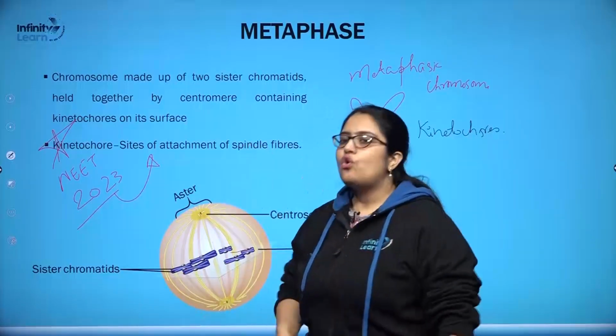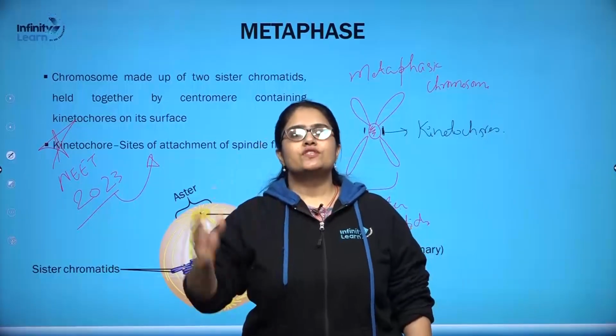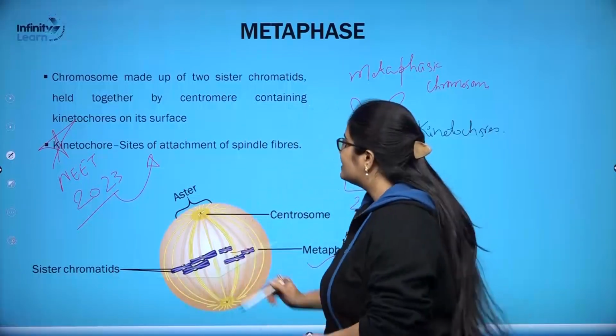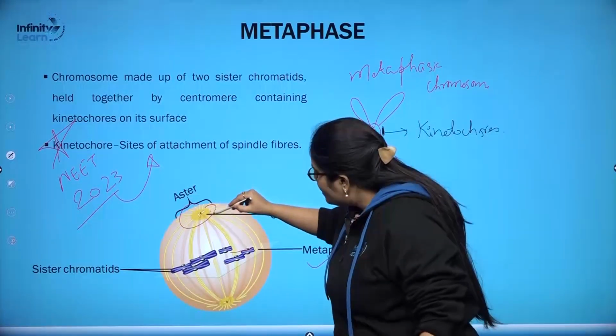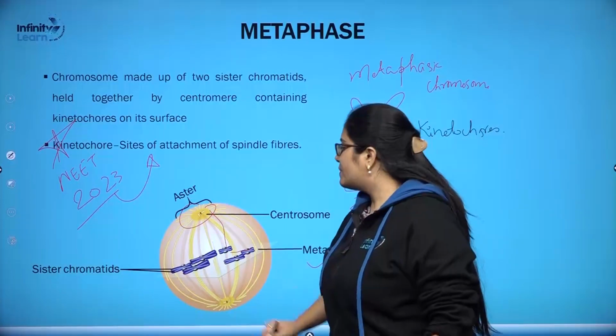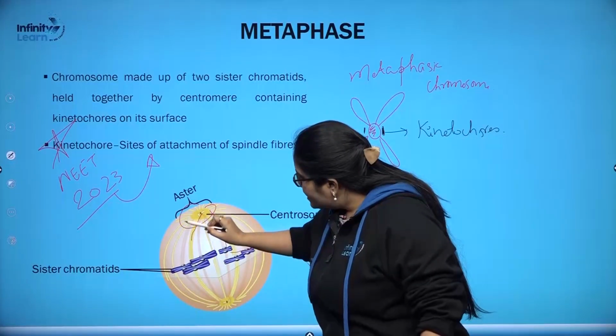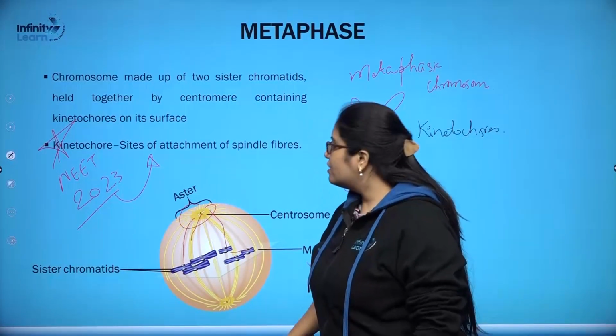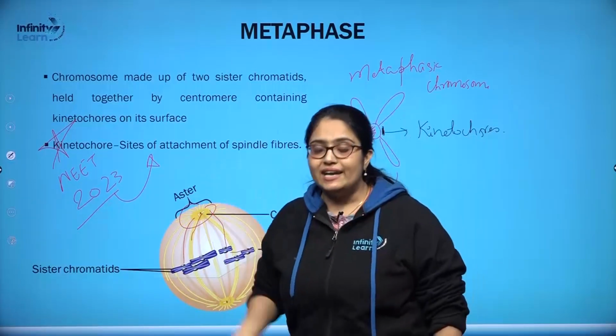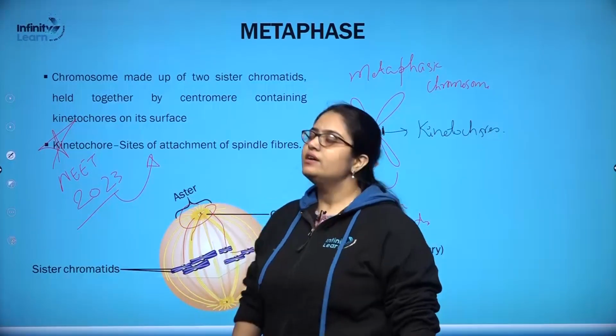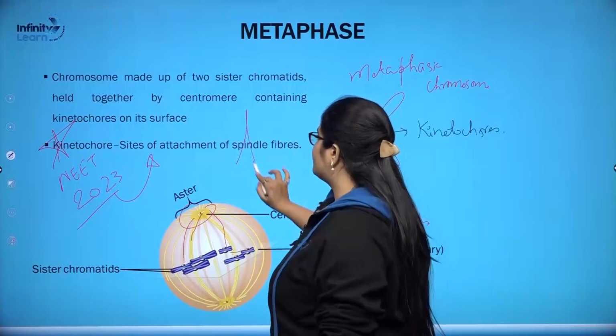So kinetochores are the site of attachment of spindle fiber. ये जो spindle fibers aster से निकलते हैं, ये spindle fibers जाकर kinetochores पर अरेंज होते हैं. These spindle fibers that you can see go and attach to the kinetochores present on the surface of the centromere. They are the site of attachment of spindle fiber.